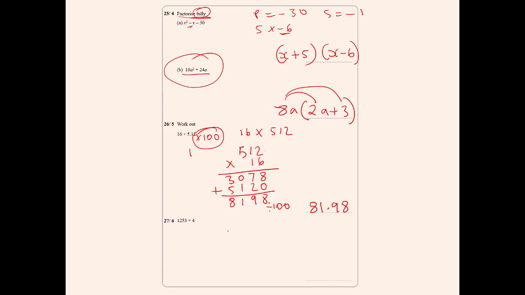Question 27, 1253 divided by 4. 4 goes into 1 0 times, 4 goes into 12 3 times, no remainder. 4 goes into 5 once, 1 remainder, 13. 4 goes into 13 3 times, 4 times 3 is 12, and 1 remainder. Now we can put a decimal here and put a 0. 4 goes into 10 twice, 8, and 2 remainder. Put a 0 in, 4 goes into 20 5 times, 4 times 5 is 20, no remainder.